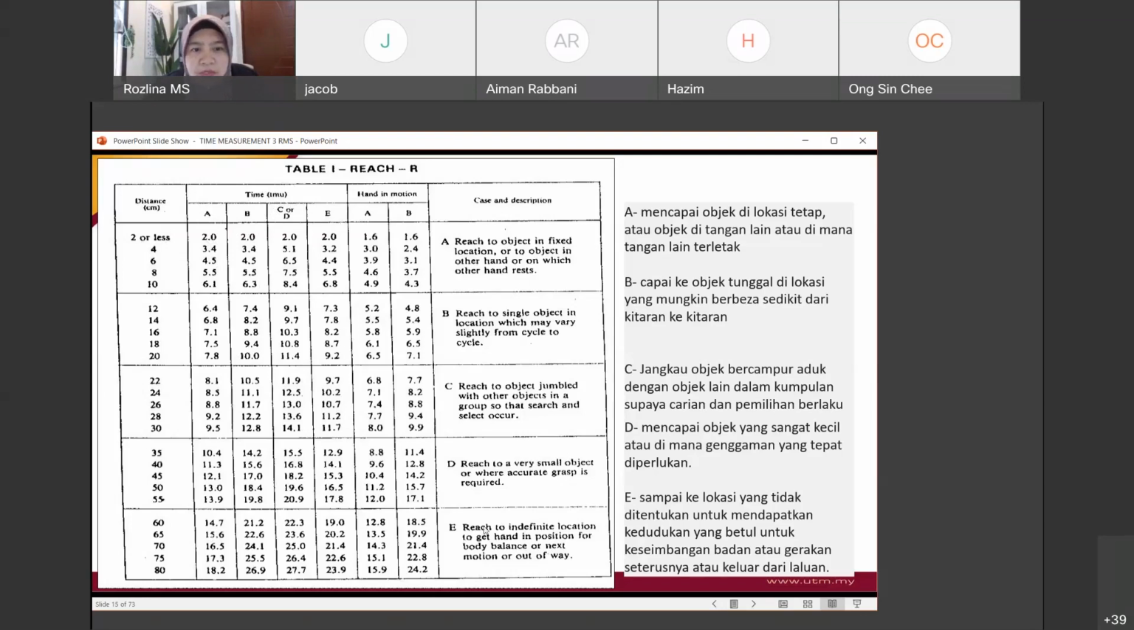But this one we will not evaluate you, because it should be a competent person. We are not the competent person. You need to have the certificate, need to take the test, and if you pass, then you get the certificate, because it is quite complicated to use. So you can see what A until E are: A to E, reach to object in fixed location, and so on. Just read.